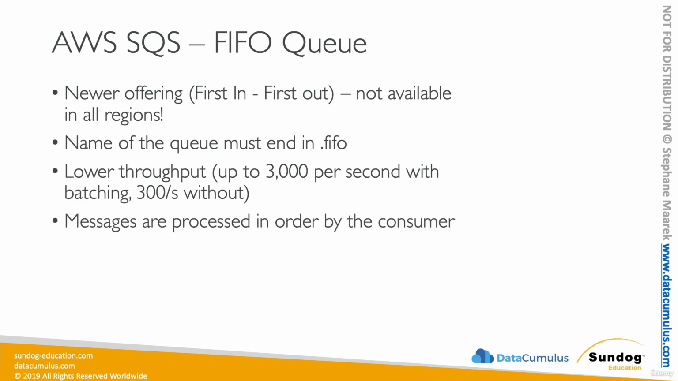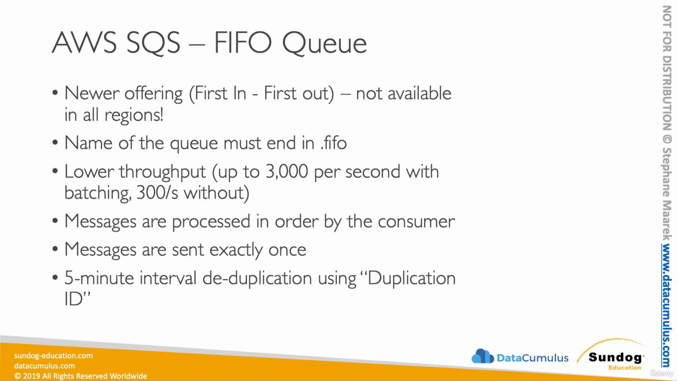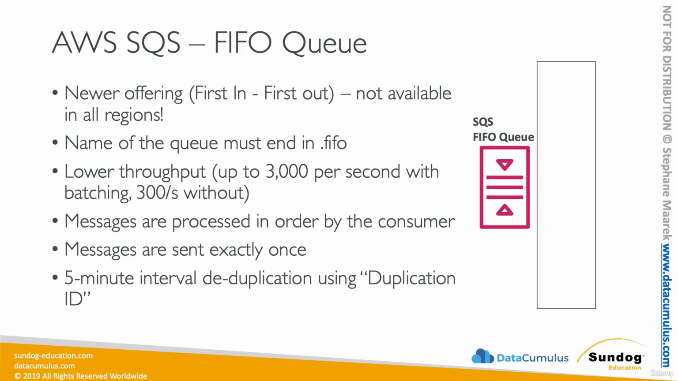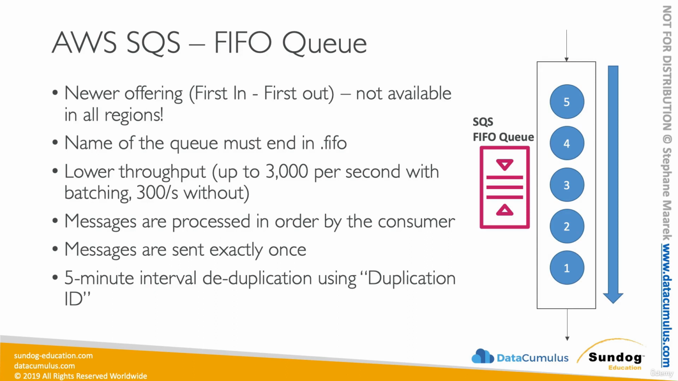But what you get is that the messages are processed in order by your consumers. So you get first in, first out type of ordering. Messages will be sent exactly once, and you have a deduplication interval of 5 minutes if you send something called a deduplication ID. So it's a different use case, obviously, less throughput, but more guarantees on the ordering if that's something you need. The FIFO queue works that if your messages are sent 1, 2, 3, 4, 5, then they will also be read in the order 1, 2, 3, 4, 5 by your consumers.